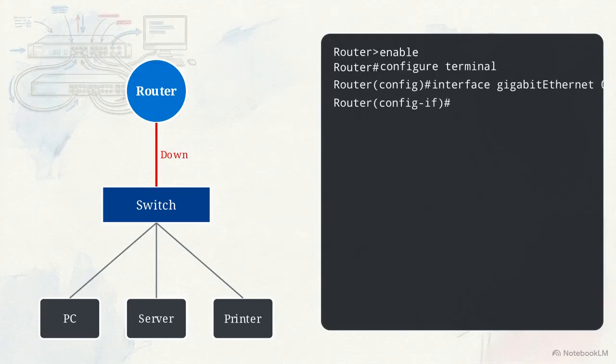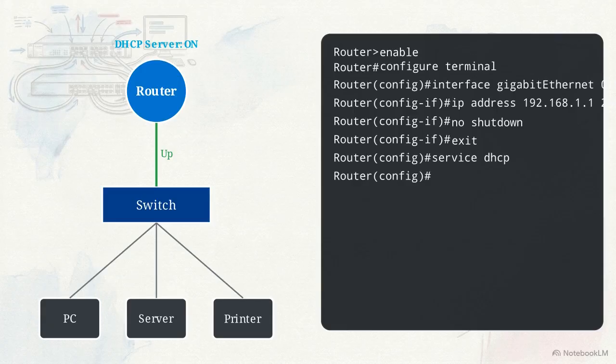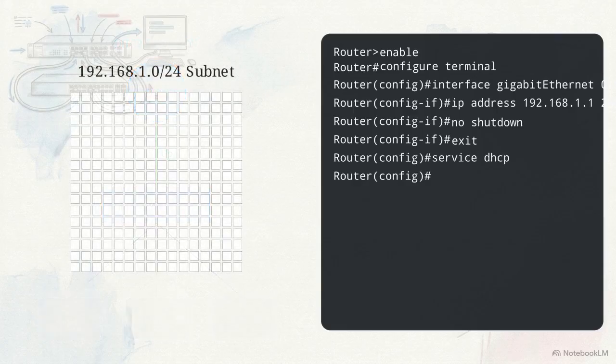Next, configure the router interface. Type interface GigabitEthernet 0/0 and assign the IP with ip address 192.168.1.1, 255.255.255.0. Then apply the no shutdown command. This step is mandatory to physically activate the port. With the interface active, type service dhcp to turn on the router's server capabilities.